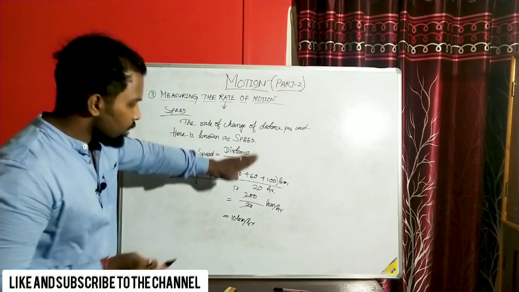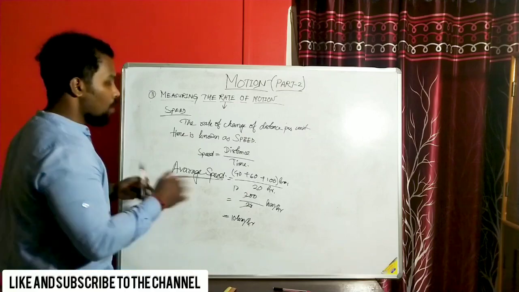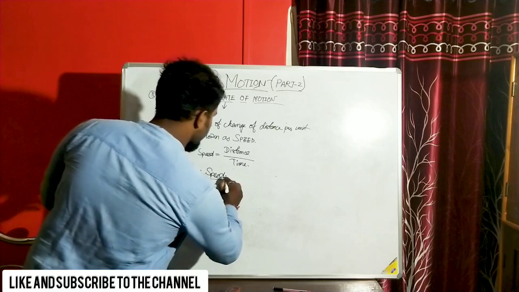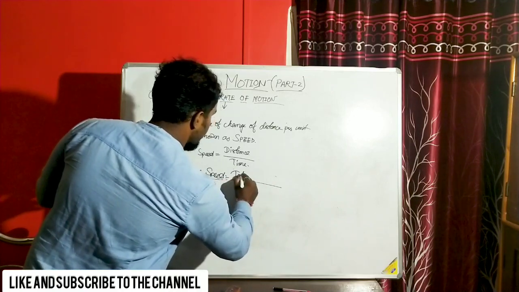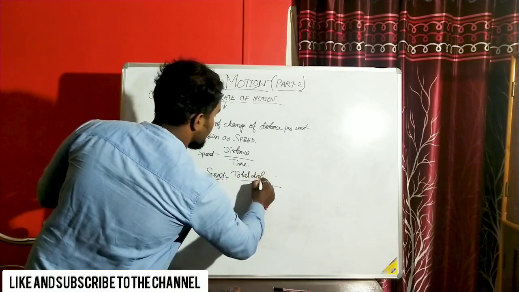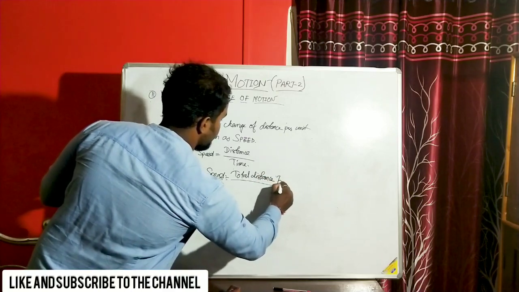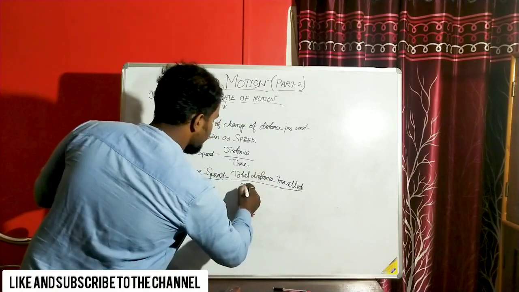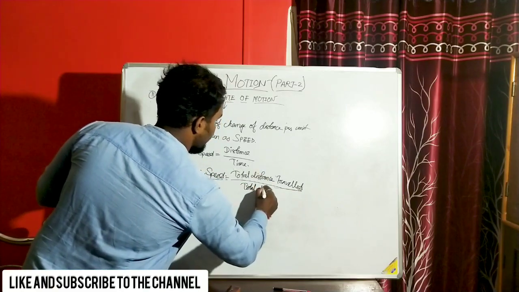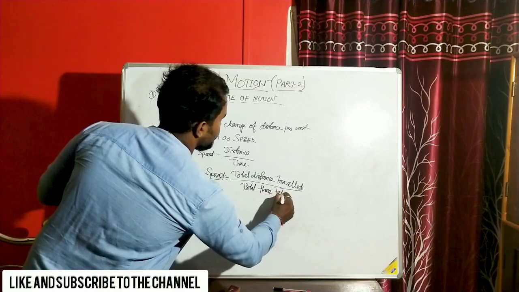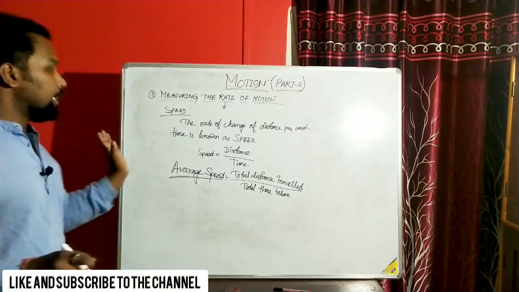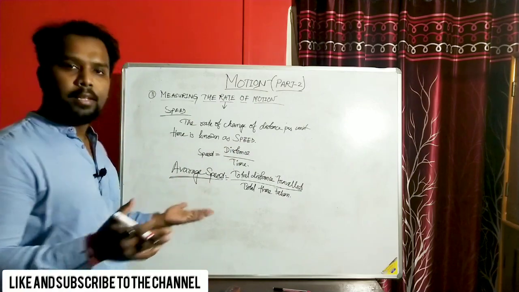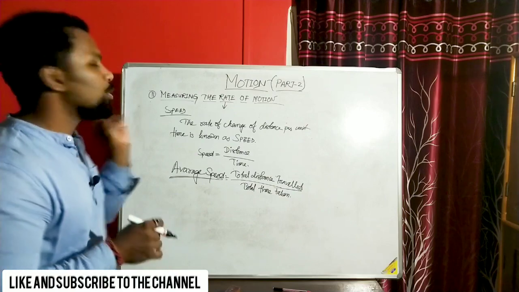So from this mathematics, what we have understood is how we can define average speed: total distance traveled, divided by total time taken. This is the definition of average speed. Understood? Quite simple, no? But now I have one question.